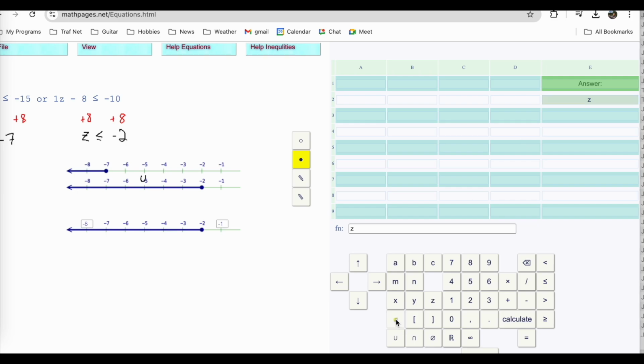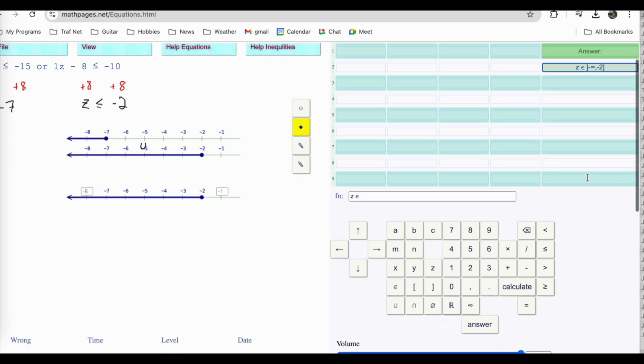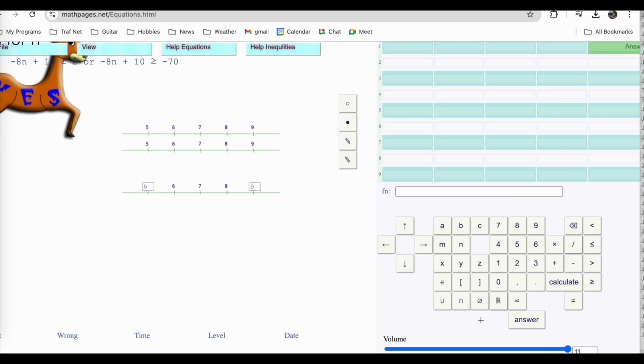Z is a member of rejecto bracket on negative infinity to negative 2, excepto bracket on the negative 2, because the negative 2 has a solid dot. It's included. That's our answer. Press answer to see if we're right.